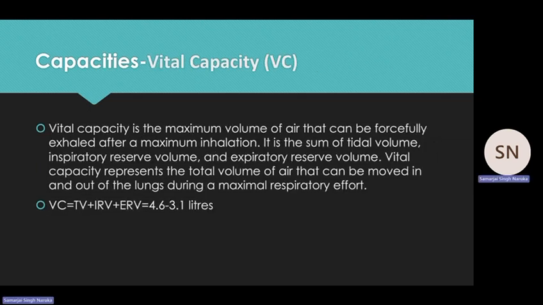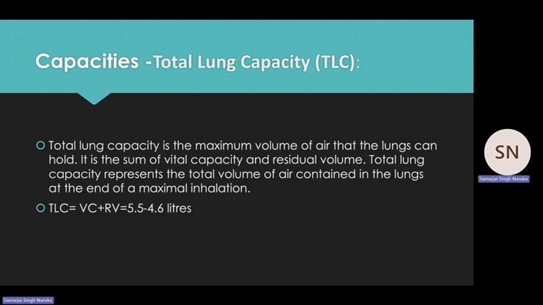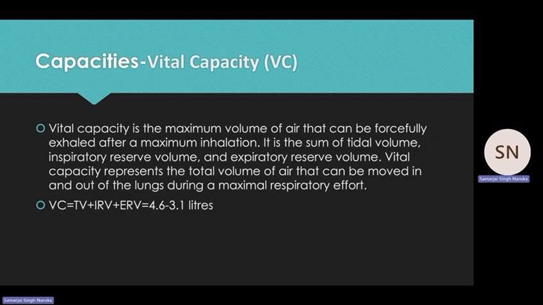Next is vital capacity, which was used to explain total lung capacity. We have vital capacity, which is the maximal amount of air that can be forcefully exhaled after maximum inhalation. It's the sum of the tidal volume, the inspiratory reserve volume, and the expiratory reserve volume. Vital capacity represents the total volume of air that can be moved in and out of the lungs during maximal respiratory effort. Again, it ranges. We have a range from 4.6 to 3.1 liters.